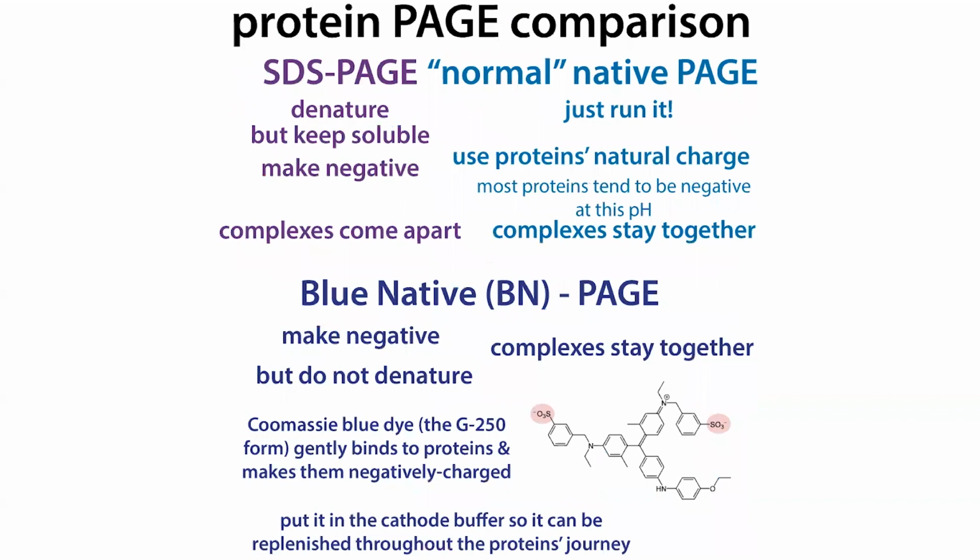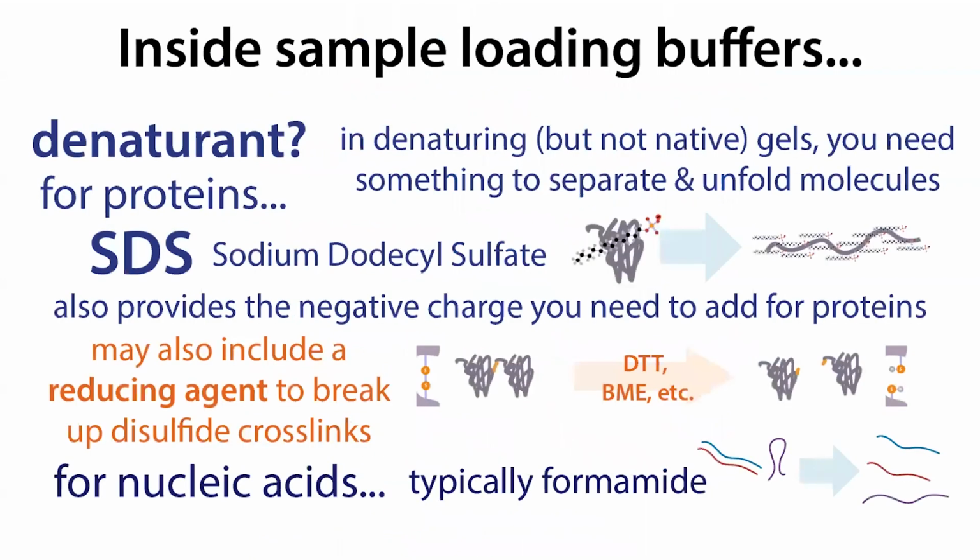Thankfully, proteins often tend to be negative at the pH that we use for native PAGE, but sometimes your proteins aren't. And so one thing that you can do is there's this technique called blue native PAGE, which I have a post on, where basically you use this negatively charged dye that will bind to the proteins. And it's gentle, so it's not going to break up the interactions, but it will give them a negative charge. And so I will post a link to that post I have on that.